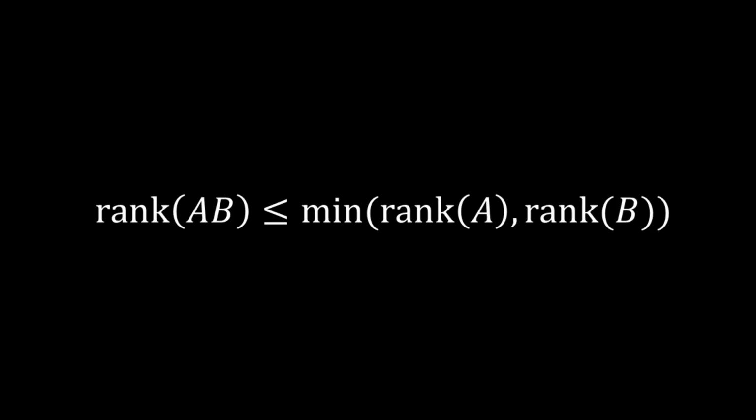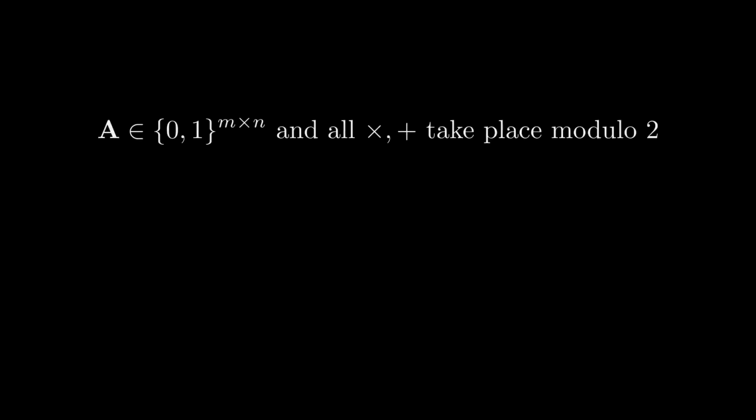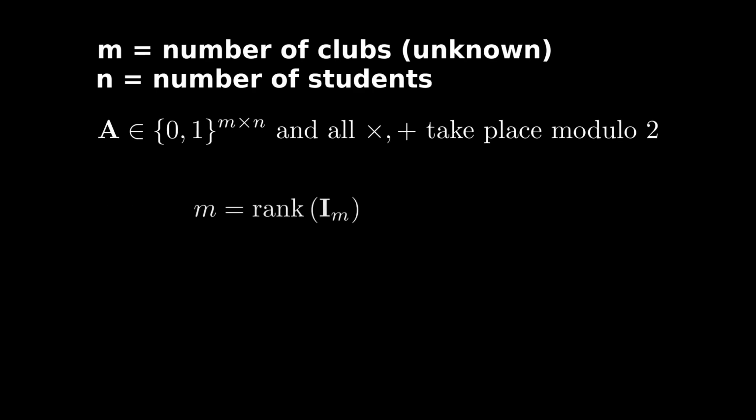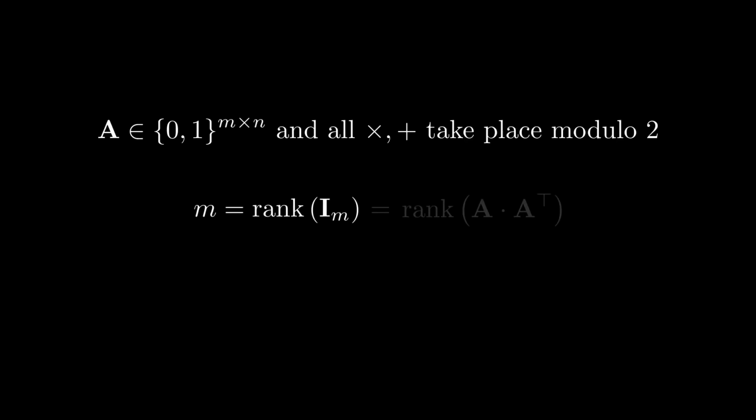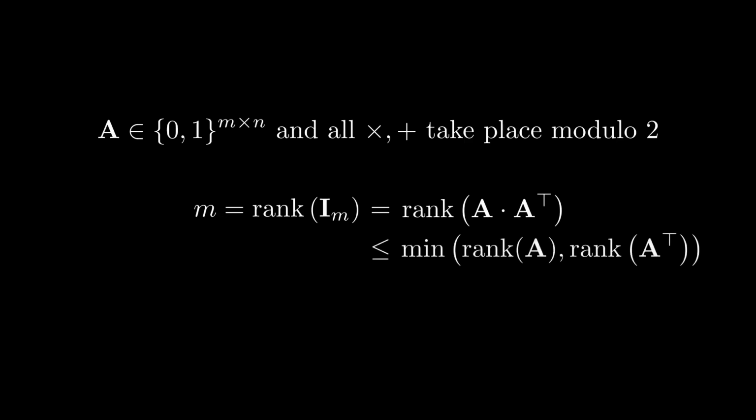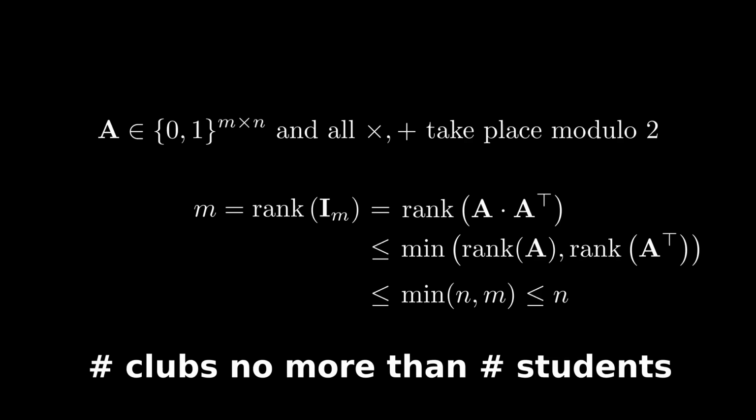Now we have everything we need to bound the unknown number of clubs m by the number of students, n. As before, the number of clubs is equal to the rank of the product of the incidence matrix with its transpose. Now we know that since A is an m by n matrix, it can have at most n independent columns, and its rank is at most n. Thus, m is less than or equal to the rank of the incidence matrix, which is less than or equal to n, or the number of clubs is at most the number of students.